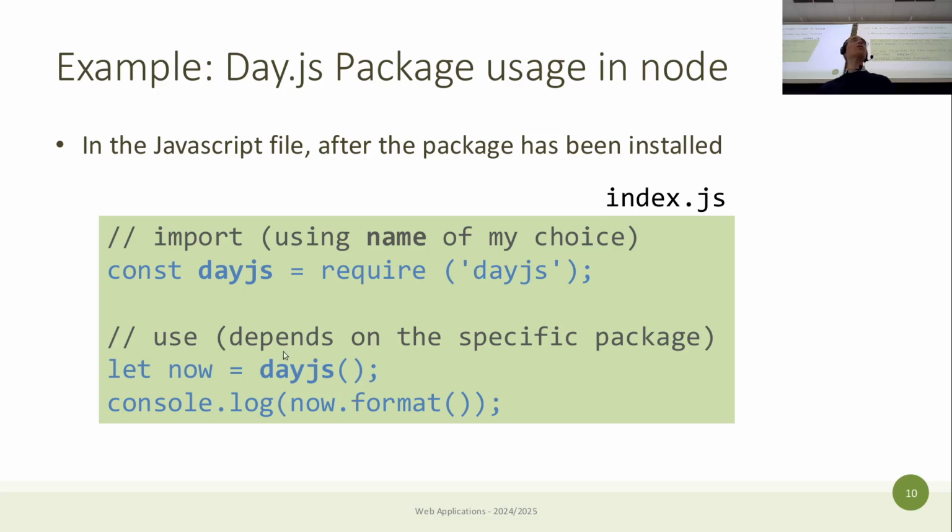Okay, require with the name of the package, and then you use it. And how to use the package? Well, actually, it depends on the package, depending on how the people who developed it decided to make it work. So for the day.js, you just call day.js with empty parameters, and it will return an object. Okay. How do I know how to use it?